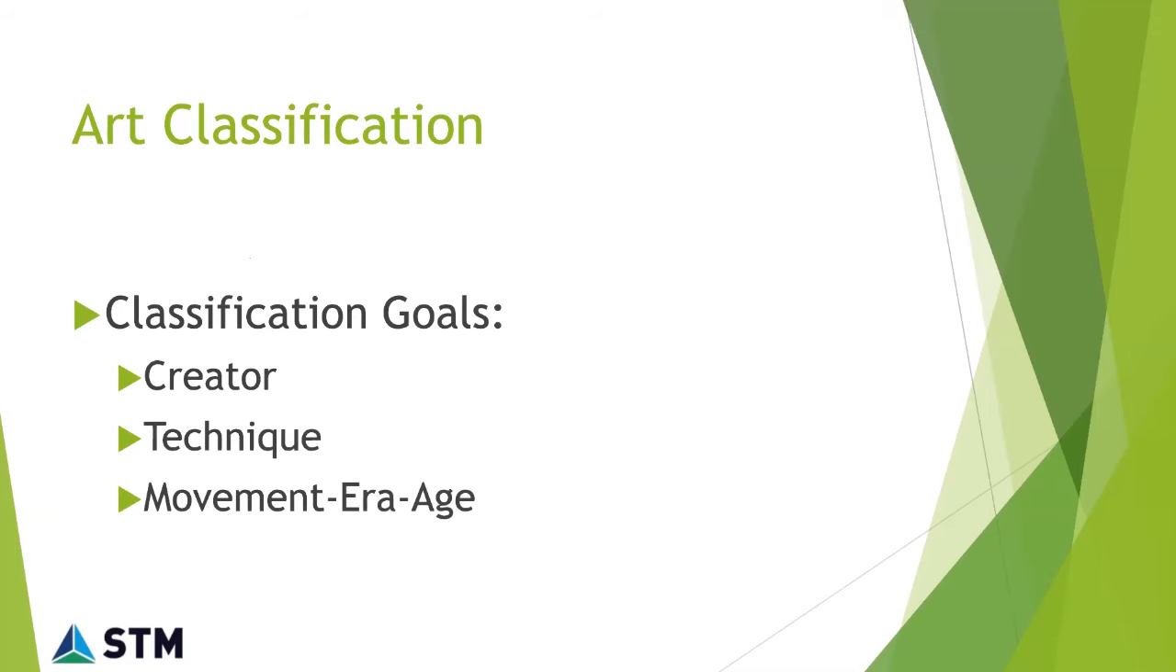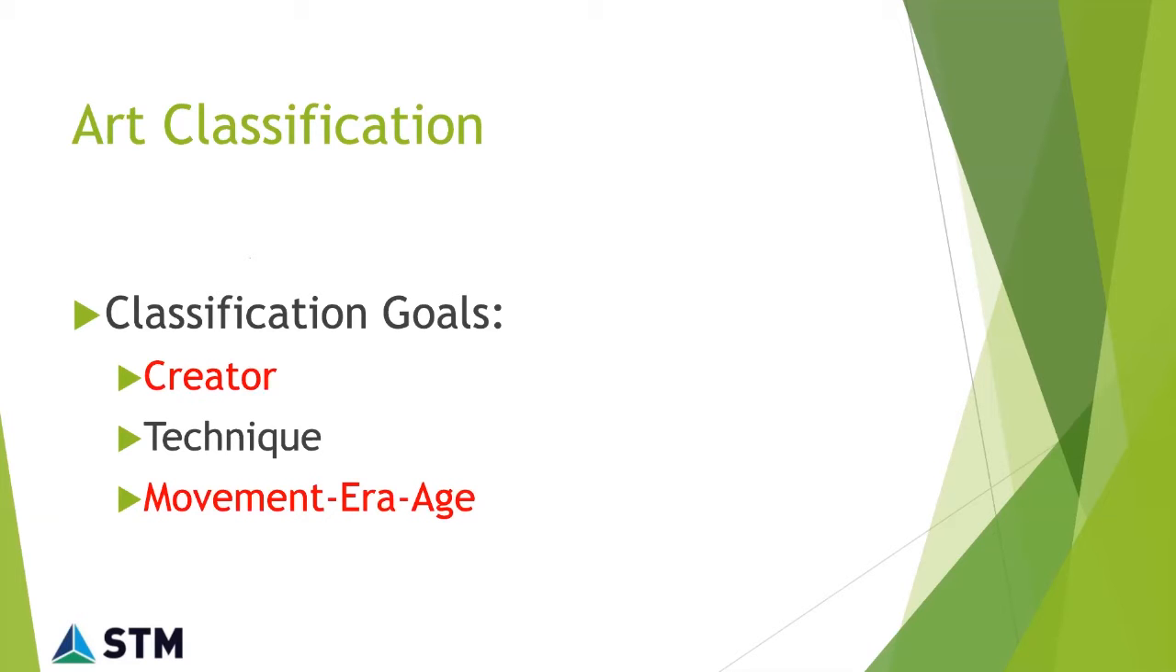So what is art classification? You can say that it's to correctly guess what a painting or an art object, a painting in the context of the paper, originated from, or its techniques or its styles. So we group the three classification goals as creator, technique, and movement, era, or age.